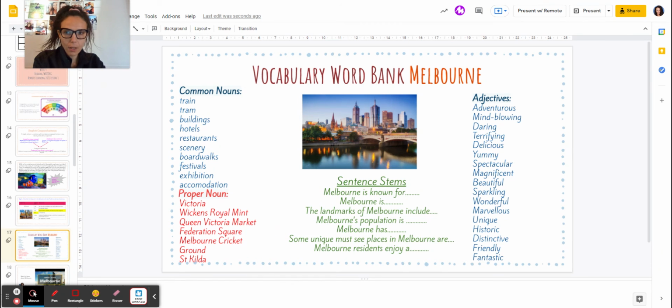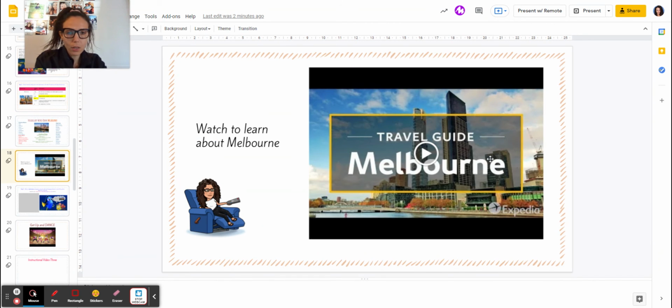Here are some proper nouns for you and some common nouns in order to assist with your writing, and adjectives. So these are specific places in Melbourne. These are common nouns. So there are quite a few festivals. There's some boardwalks in Melbourne. It's known for its amazing restaurants. To get to know Melbourne a little bit more to assist with your writing, here's a little travel guide.